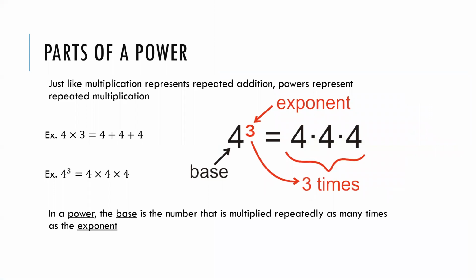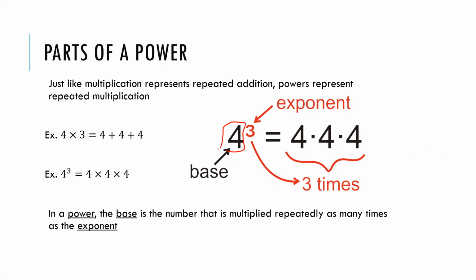So, quick little review, parts of a power. I'm sure everyone already knows this. When we refer to the base, we're referring to the number that is being multiplied, and the exponent is simply how many times we multiply by that base, by itself. Just like multiplication is repeated addition, powers are simply repeated multiplication.